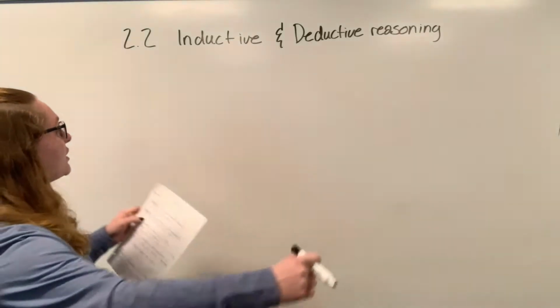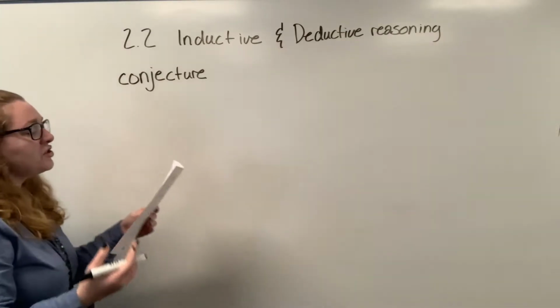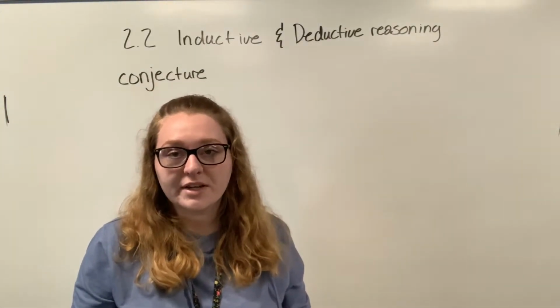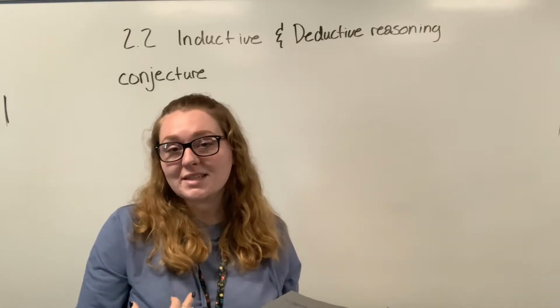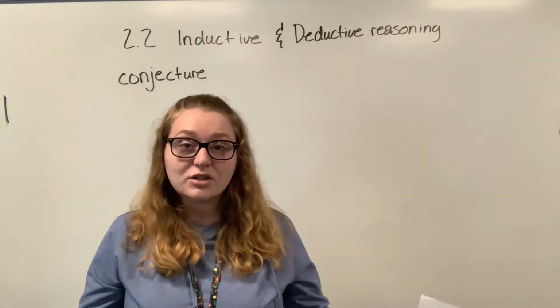Our first definition is conjecture. And conjecture is an unproven statement based on observations. So since you guys have only seen me here at school, you could assume that I live here at school.